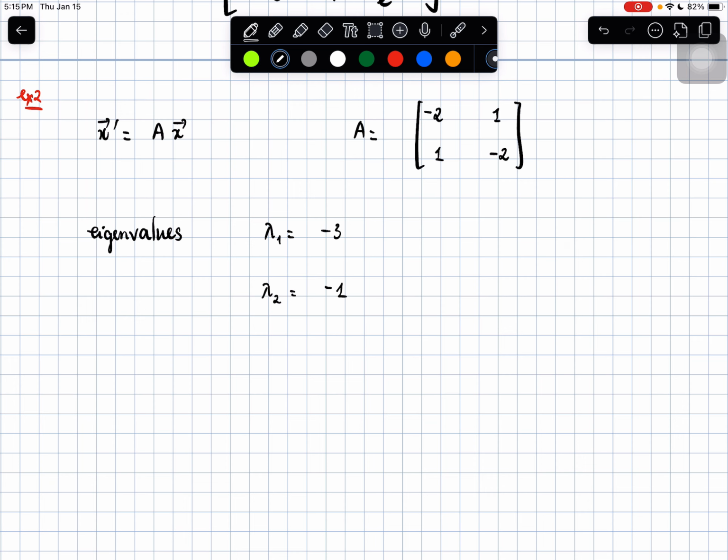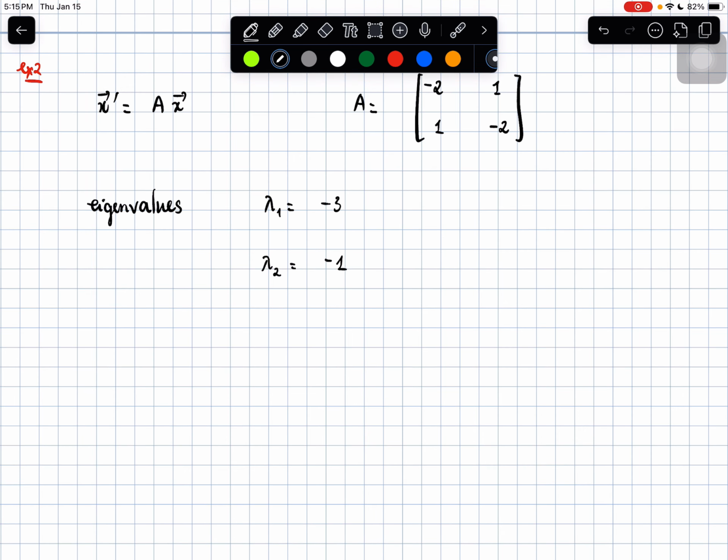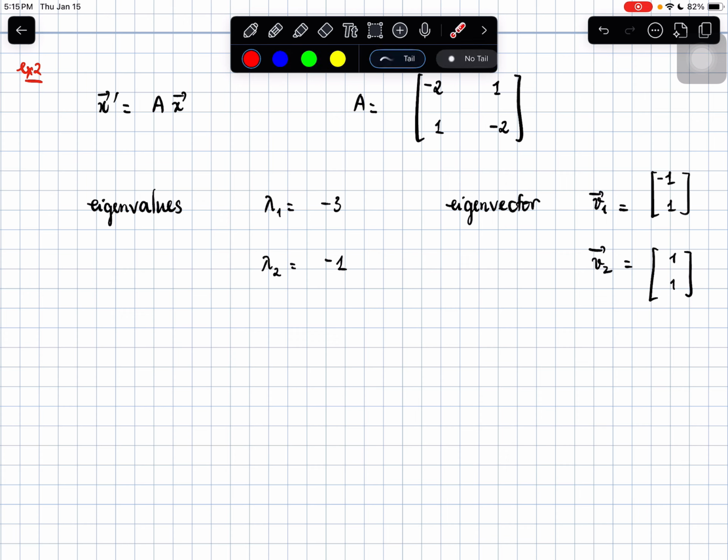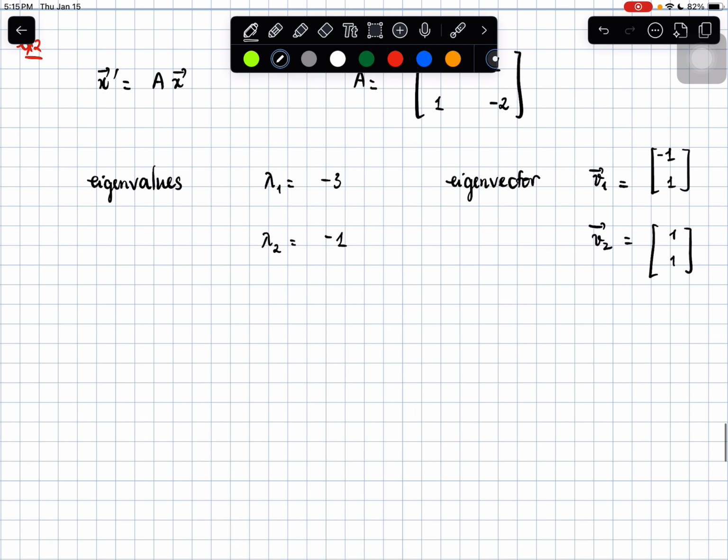And corresponding to that, we have eigenvectors v1, v2. v1 is minus 1, 1. And v2, corresponding to lambda 2, is 1, 1. You can practice doing this too. And now we use this to write out the solution of this differential equation.